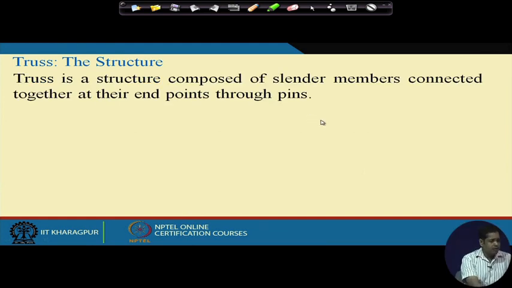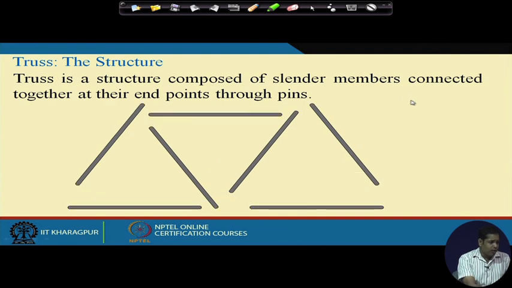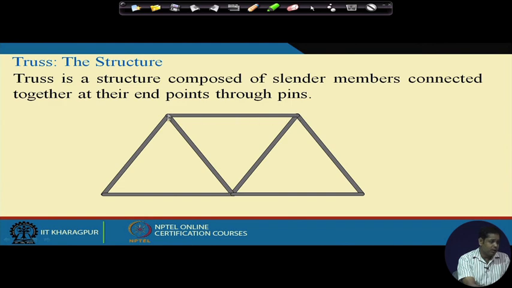Truss is a structure composed of slender members connected together at their end points through pins. Slender means the cross sectional dimension is very small as compared to the length of these members. Now, for instance, suppose this is a truss, right. The structure is composed of slender members. These are the members, and these members are connected together at their end points, and all this connection should be through pins. So, these are pins. And of course, this truss is supported.